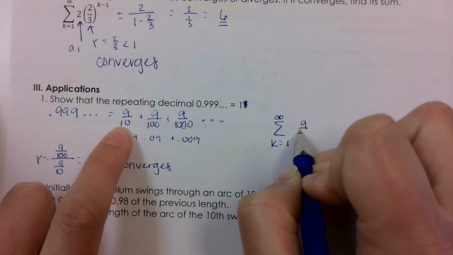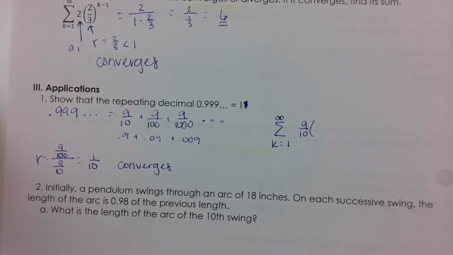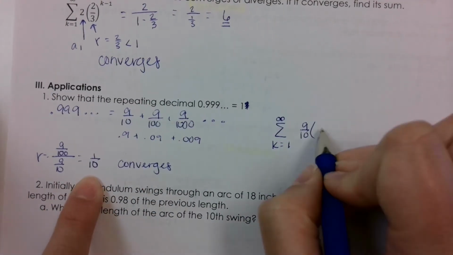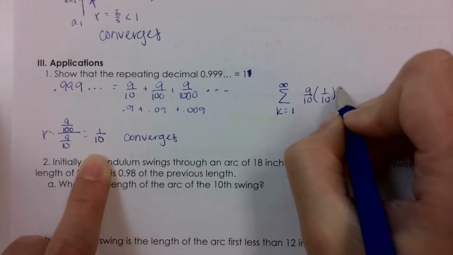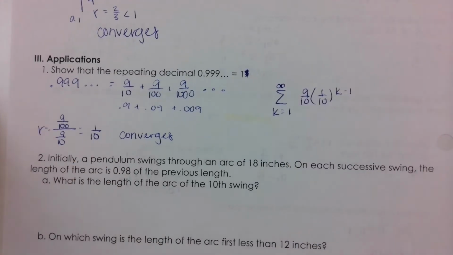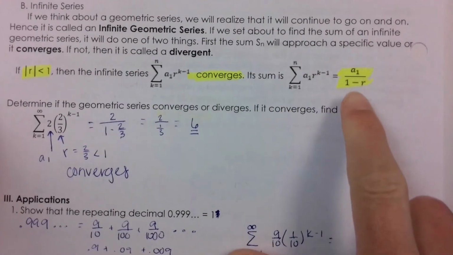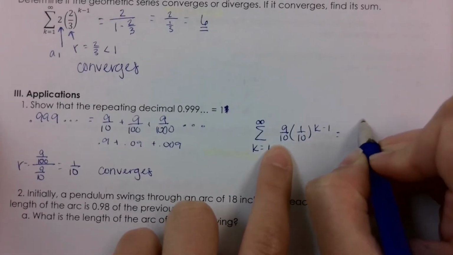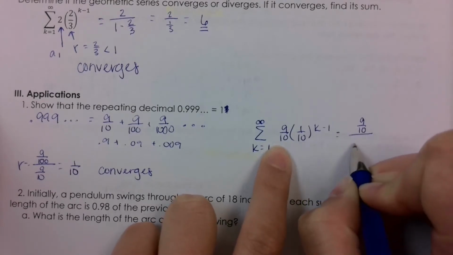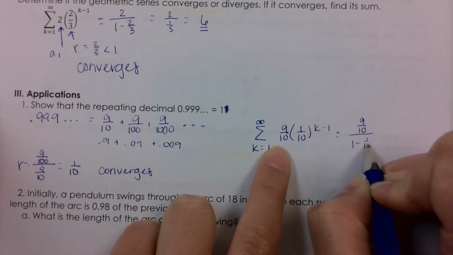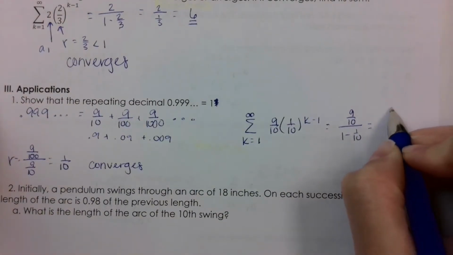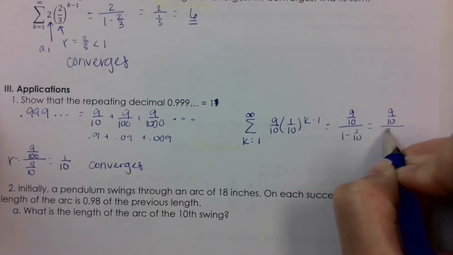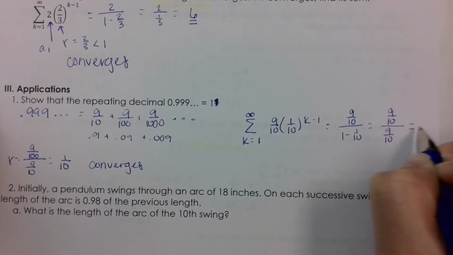Nine over 10. What did we say that our r value was? 1 over 10. And then your exponent, I'm just pulling from up here, is k minus 1. So when we go to evaluate that, you're using the other side up here. So we'll have our first term, which was 9 over 10, over 1 minus r, so 1 minus 1/10. So what is 1 minus 1/10? 9/10. So if you have 9/10 over 9/10, what is that? 1.